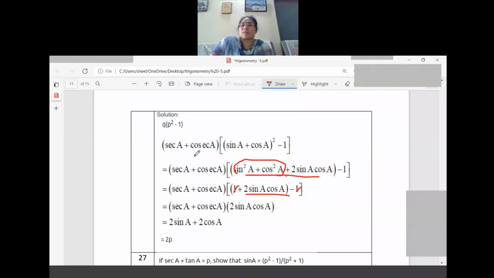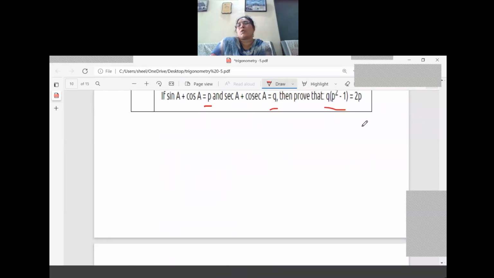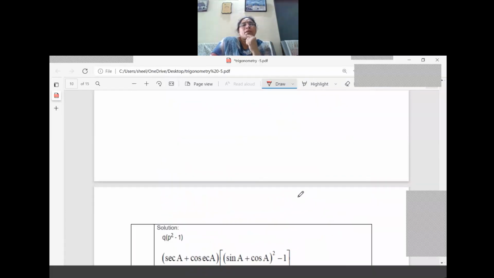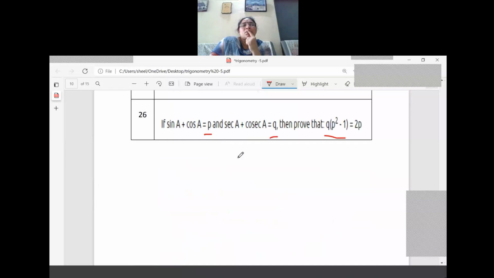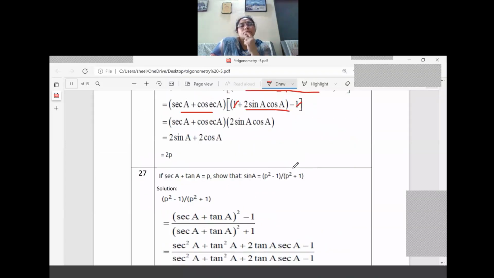So what happened here? The first bracket, as it is, still here we have continued. Now what is the next step? We should change as 1 by cos A and 1 by sin A also. Then 2 sin A cos A will come, isn't it? So like that we required, but the question is asked Q into (P square minus 1) equal to 2P only. So what is our P value? P value equal to sin A plus cos A.